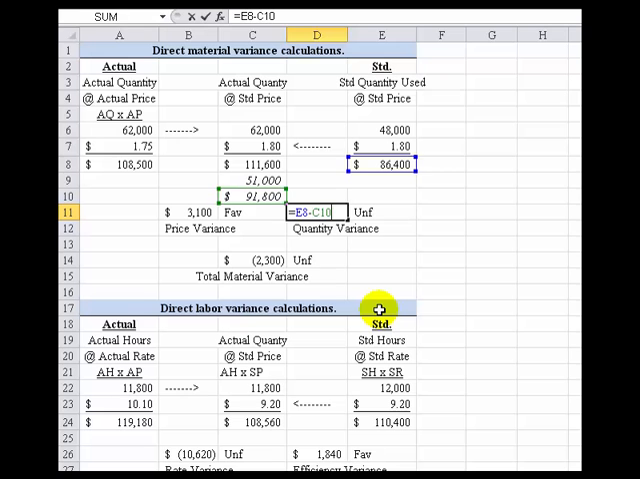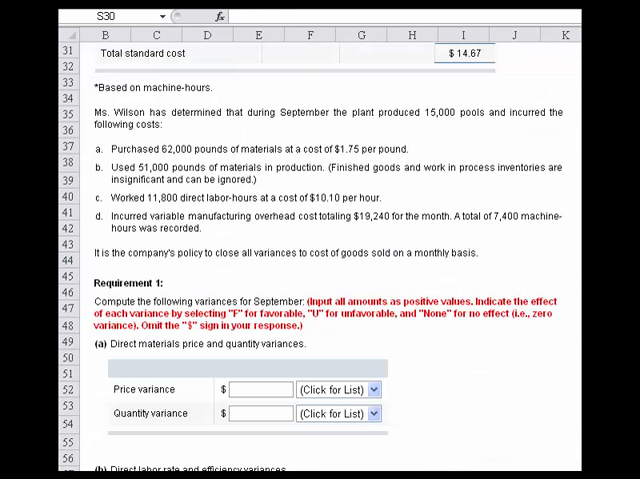And we calculate that by comparing the 91,800 to the 86,400. The difference is $5,400. So the total material variance is the sum of the price variance and the quantity variance. Positive price, negative quantity variance leaves us a small negative variance of 2,300. That's our total material variance. All right, that takes care of our price and quantity variance.